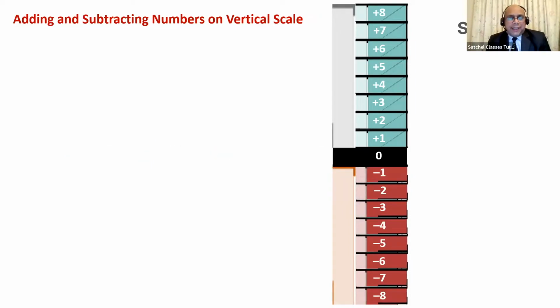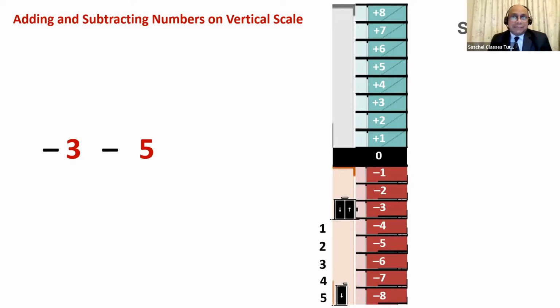Perfect. Next, minus 3 minus 5. So you're already starting at minus 3, which means you're already 3 levels below. And you're going further down. Minus 5 means from there, you're going further down 5 floors. Where would you reach? Well, you will reach 1, 2, 3, 4, 5, the minus 8th level, which means 8 levels below 0. So your answer is minus 8.